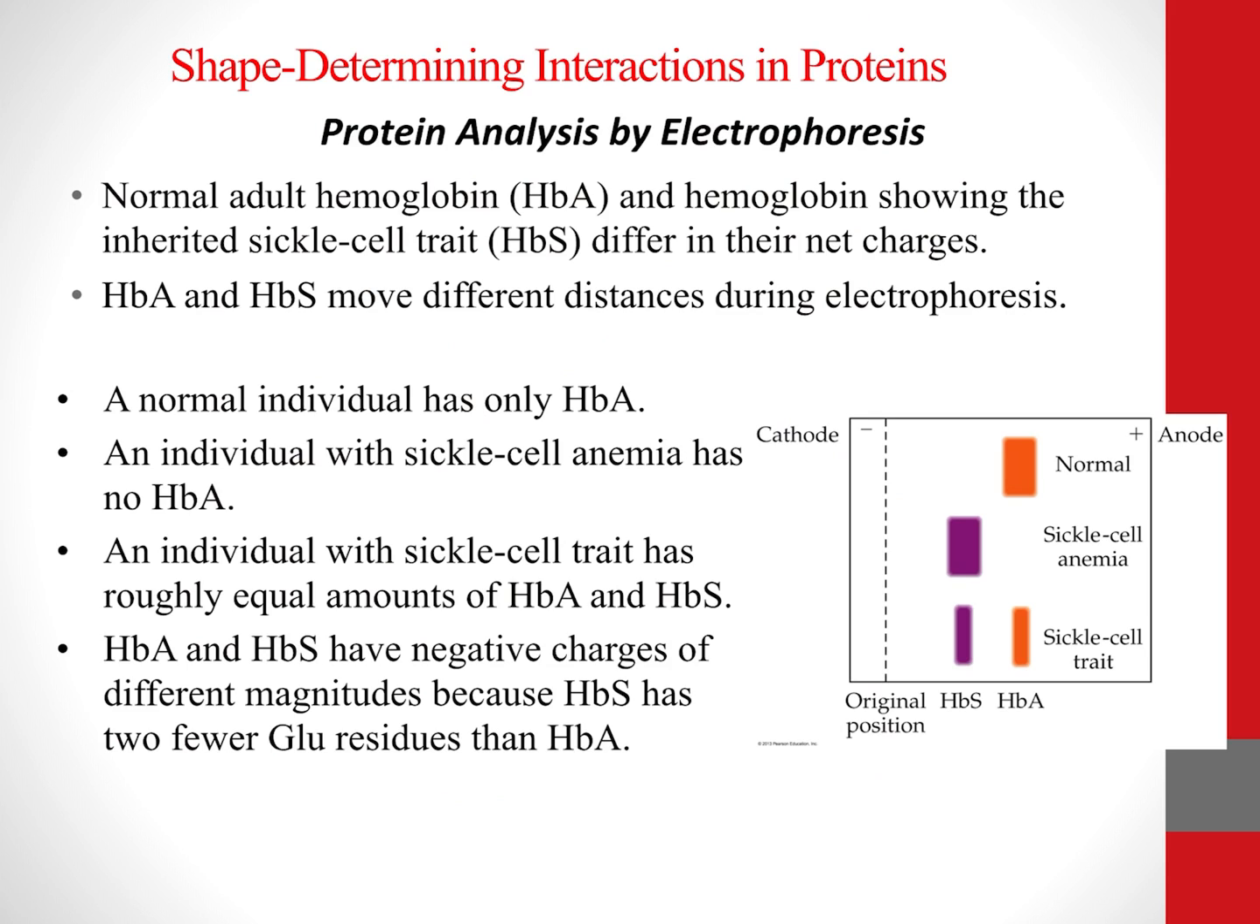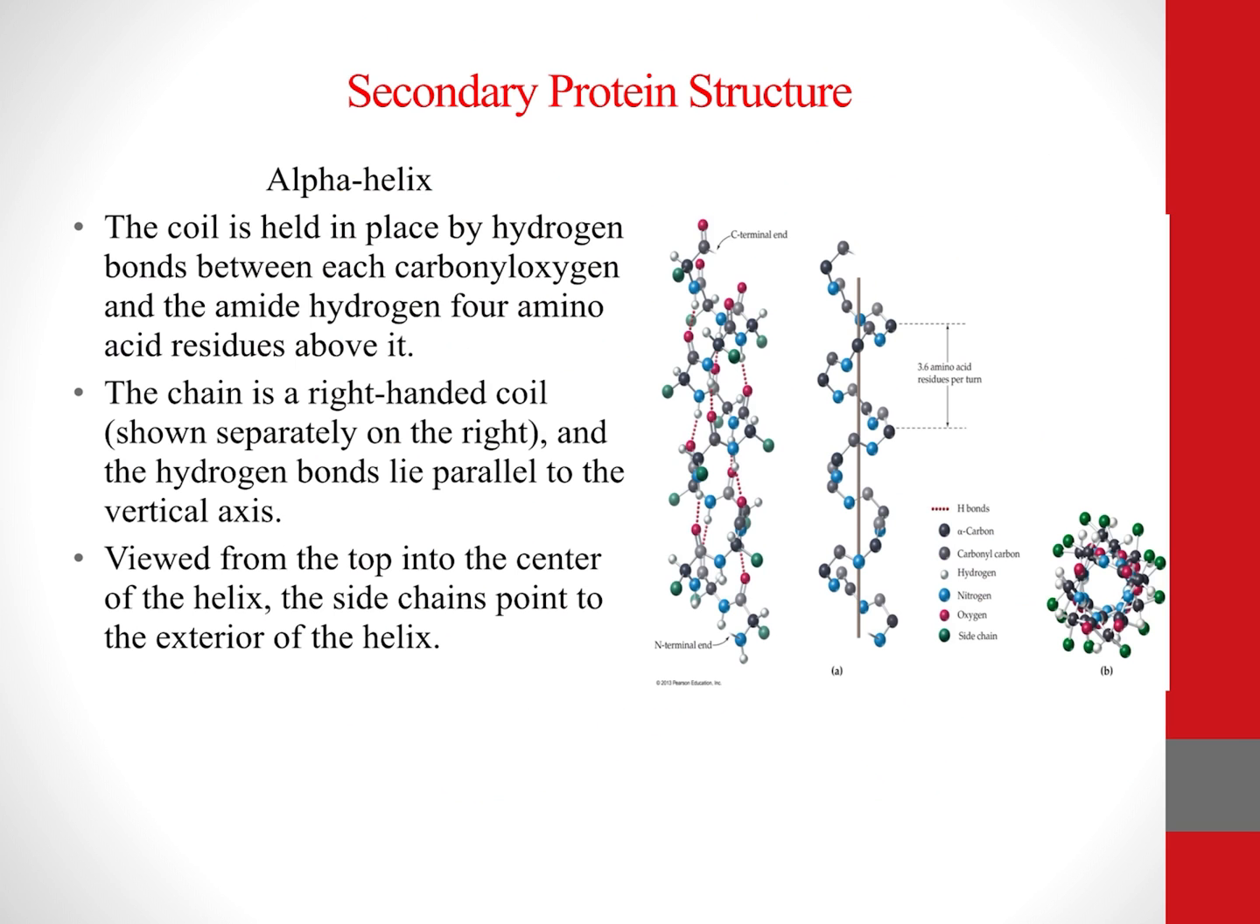So they use electrophoresis, especially with determining sickle cell anemia. For normal adult hemoglobin, there's only HbA. You can see in the orange there, normal. That's all there would be. Sickle cell anemia does not have HbA. It shows HbS, that big purple rectangle there. And if you have the trait of sickle cell, then you have both HbS and HbA. So they use electrophoresis to determine sickle cell anemia.